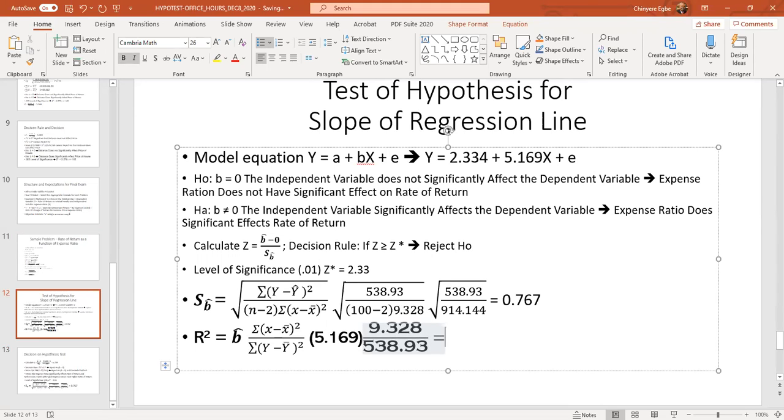9.328 divided by 538 times 5.169 gives us 0.089. 0.089, which means that 8.9% of changes in the dependent variable are explained by changes in the independent variable, which is a very small, a very low R squared, but nevertheless, you can see that there is a significant relationship.